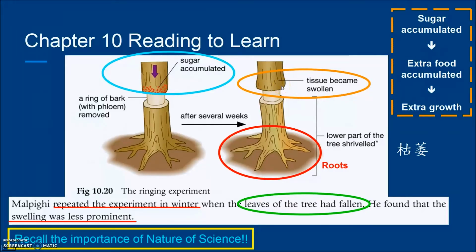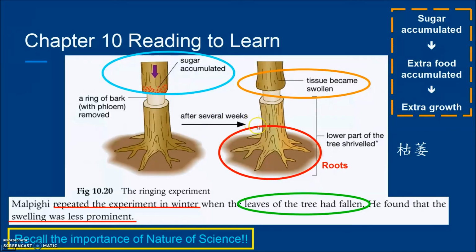Because in some MC questions, there are some different proposed explanations for you to choose. For example, they may tell you that a large amount of water accumulates in this region, so this part becomes swollen. Of course it's not correct. The cause of the swollen part is due to extra growth.